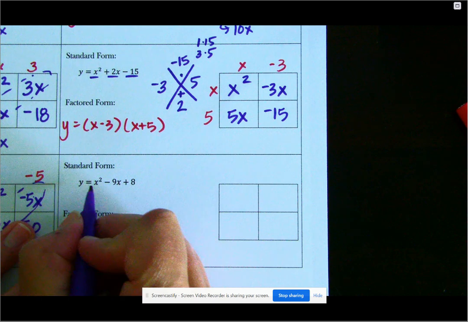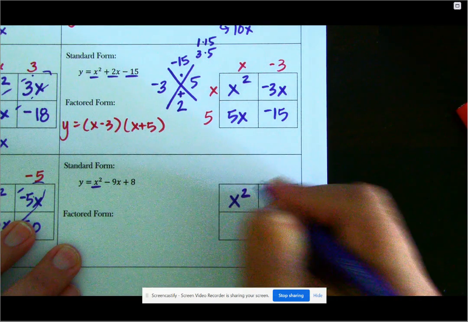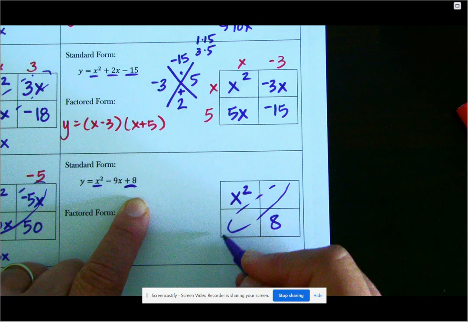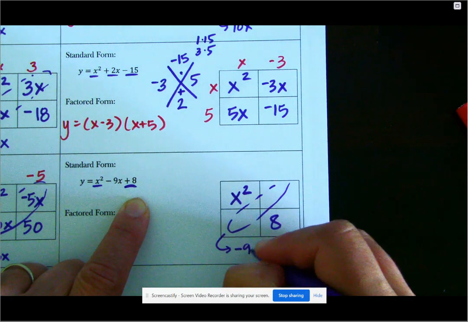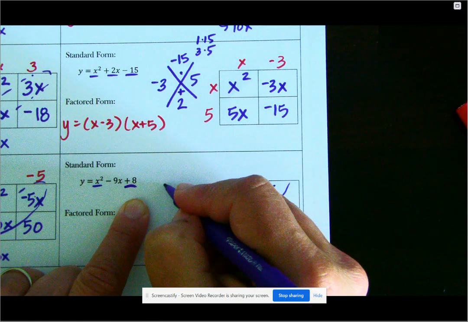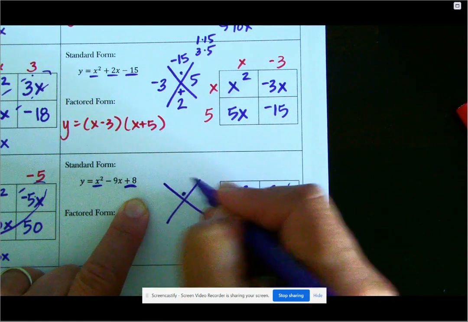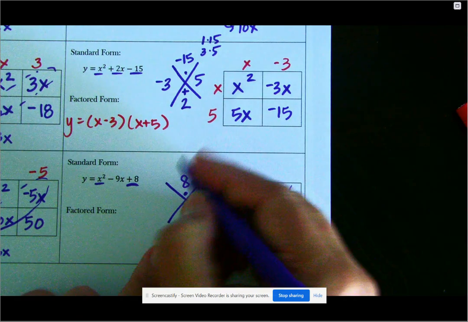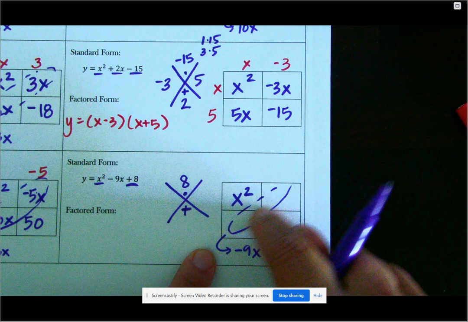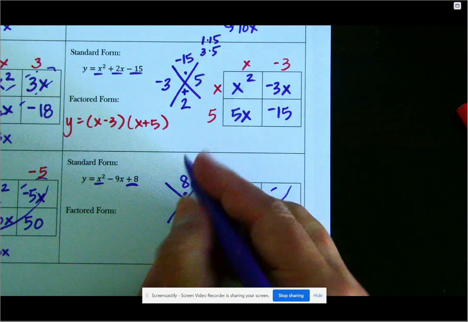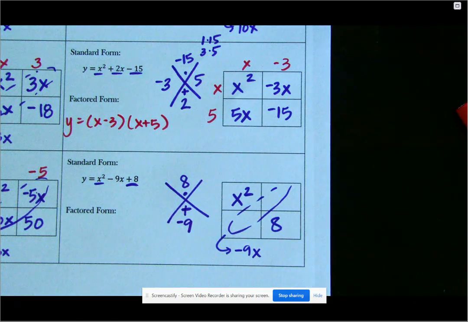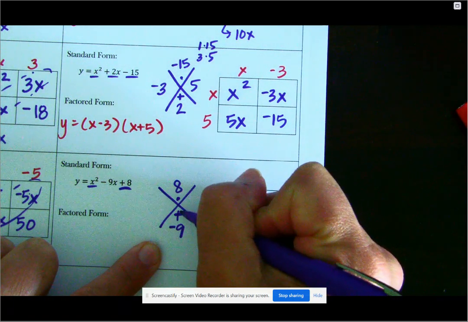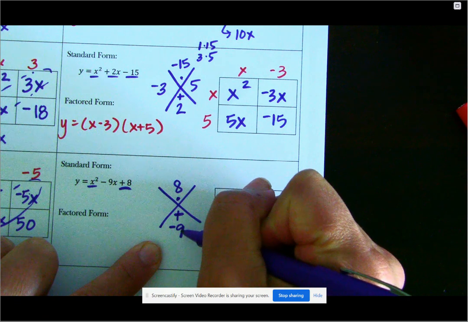Last one, we're going to put x squared here. The 8's in the bottom right corner, and we know that these two had to combine to make a negative 9x. So this is where it comes in. We need two numbers to multiply to make the 8, because that's these two. They have to multiply to make 8, but the coefficients have to add up to make negative 9. So whenever you have two numbers multiply to make a positive, but add to make a negative, they have to be double negative.